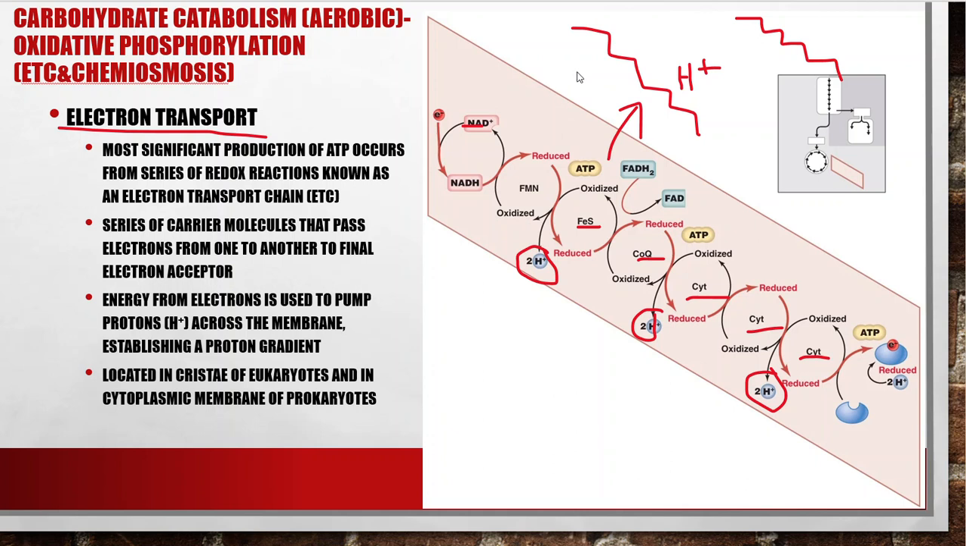So this is where most of the ATP is made, guys, both in humans and in the bacteria that are aerobic. Cytoplasmic membrane, the plasma membrane of the prokaryotes.